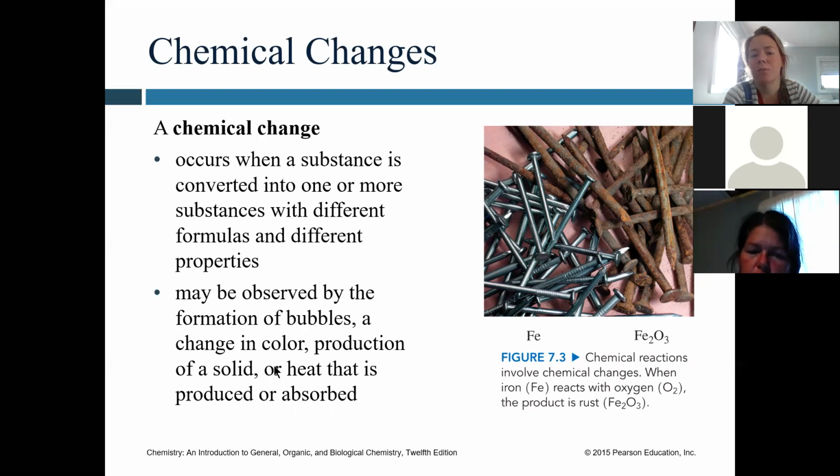And then anytime we see heat being produced, so it gets hot to the touch or it gets cold to the touch, and I'm not talking about putting it in the fridge and it gets cold, I'm talking about it sitting on the countertop and you're mixing two things together and they get cold. That's an indicator of chemical change. Also, if light is produced, it's a good indicator of chemical change.